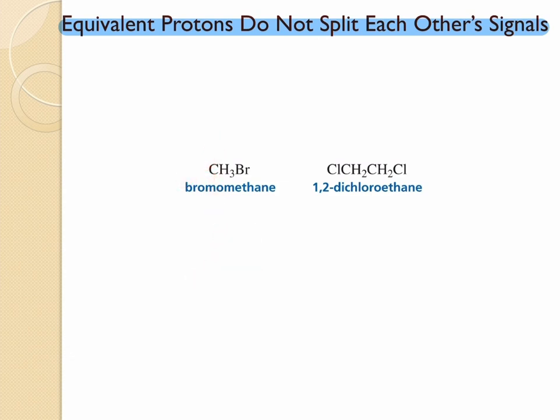Let's go on to 1,2-dichloroethane. We have 2 methylene groups here, but both of these 2 methylene groups are one and the same because there is a symmetry in this molecule. And because of this, they will not split each other's signals. So for this molecule, you will only be getting one singlet again, which corresponds to a total of 4 protons because both of these sets of hydrogens are equivalent.